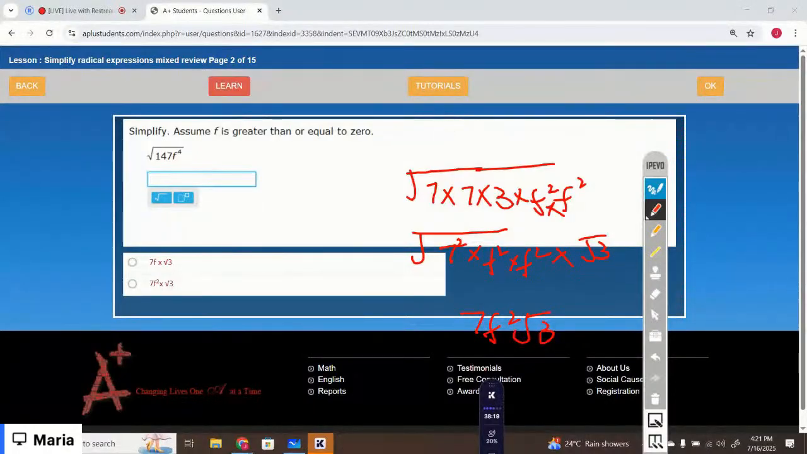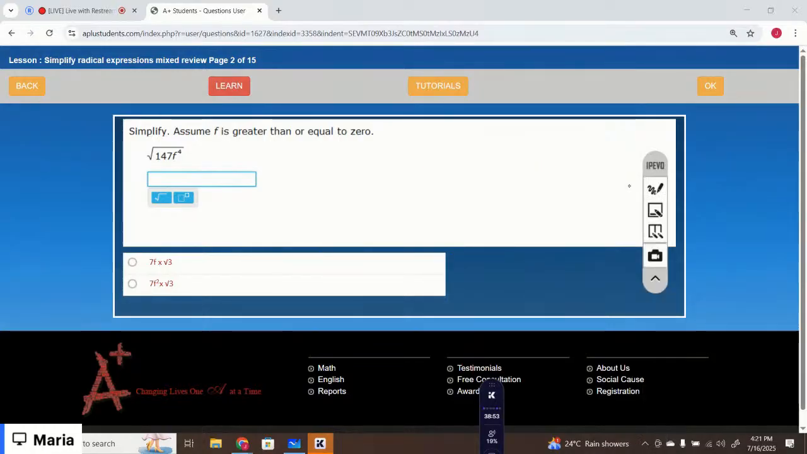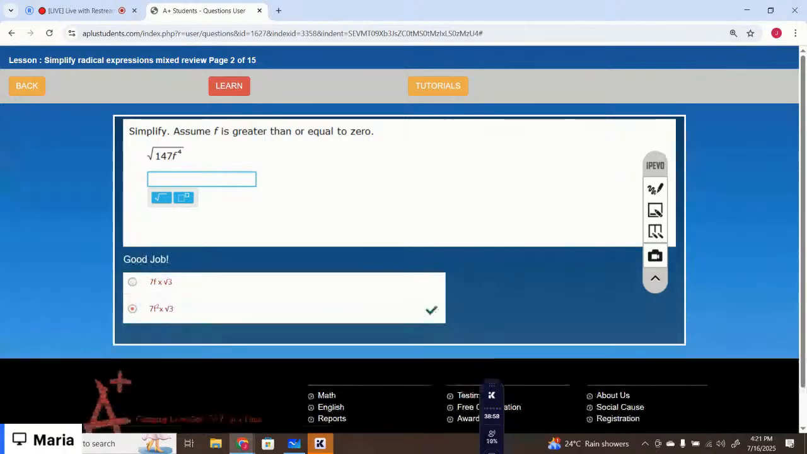So option number 2 is the correct option. Option number 2 is the correct option. 7F squared times the root.